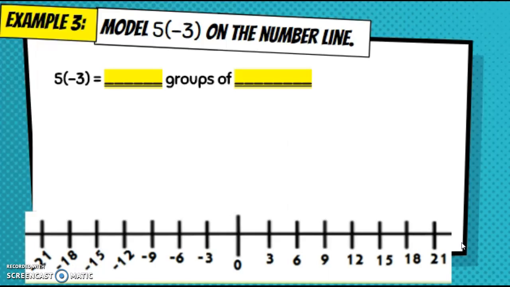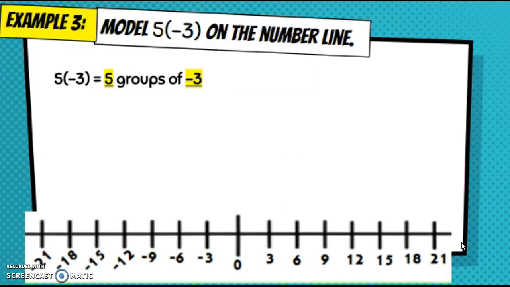Model 5 groups of -3 on the number line. In this case, we have 5 groups of -3, and that changes things because that brings the other side of the number line into play, which is how we're going to explain the rules. Now, if you know the rule, you know that a positive times a negative equals a negative. Why is that true? It has to do with what's inside the group here. You have 5 groups of -3.